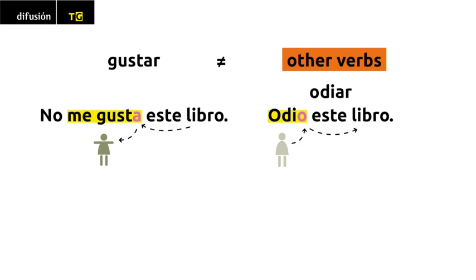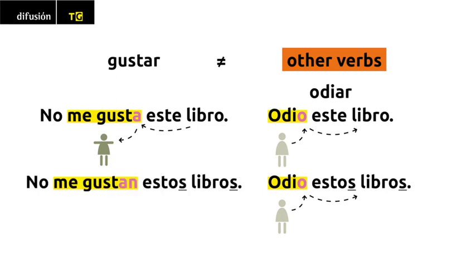To get an even clearer picture, let's look at what happens with the plural estos libros. Odio estos libros. With odiar, the person who has the feeling is the subject, and since that person is singular, the verb agrees and is also singular. But with a verb like gustar, the opposite happens. No me gustan estos libros. The subject is what generates the emotion, and if that subject is plural, the verb must also be plural because it has to agree with the subject.